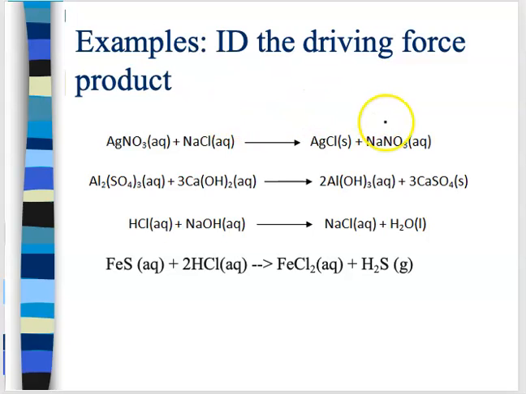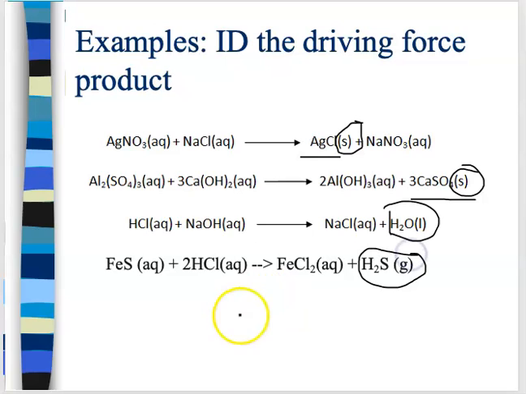So if we look at these four equations, we can look at the products to figure out what's the driving force. In the first equation here, I can see that I've got the state symbol solid for the silver chloride, so that's the driving force. In the second equation, I have the state symbol solid for this compound, calcium sulfate, so that's the driving force. In the third equation, one of my products is water, so that's the driving force. And in the fourth equation, I have hydrogen sulfide, which is a gas, and that's the driving force.